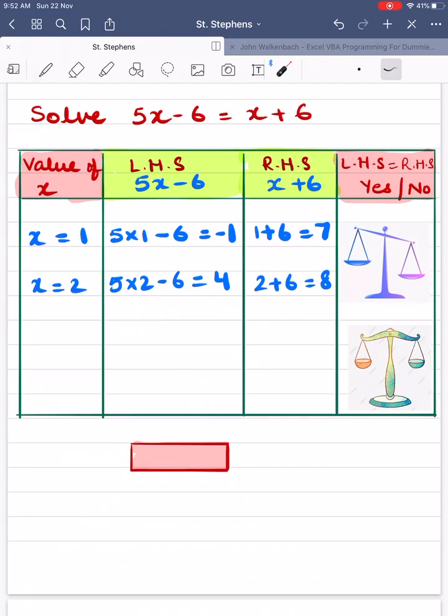Now let's substitute x is equal to 3. So we have 5 into 3 minus 6. Now 5 into 3 is 15. So 15 minus 6 is equal to 9. Now let's substitute x is equal to 3 in the right hand side. So we get here 3 plus 6 is equal to 9. So here the left hand side is equal to the right hand side.